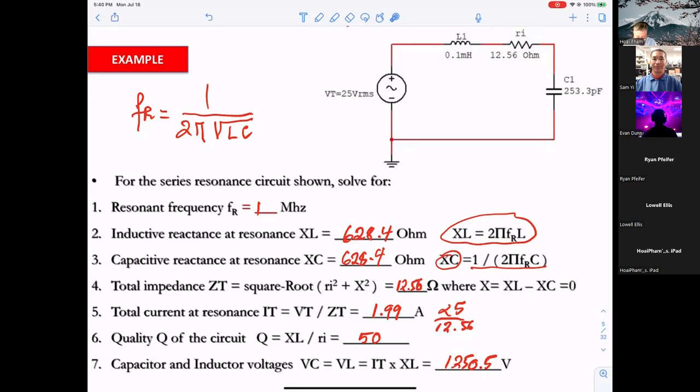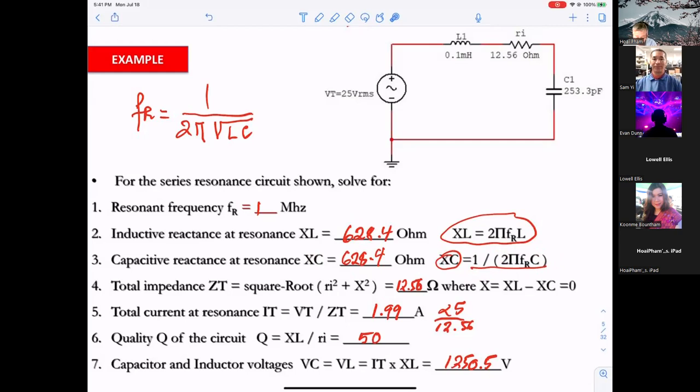Okay, thank you. So basically, you substitute the value into the formula XL equals 2 pi FR times L, that means 1 megahertz times L. You get 628.4 ohm. And number three, they want to calculate XC at the resonance. I don't want to calculate it. We know at the resonance, XC and XL will be equal, so they will also be 628.4 ohm. If you want to calculate, you have to use this formula: XC equals 1 over 2 pi FR times C.